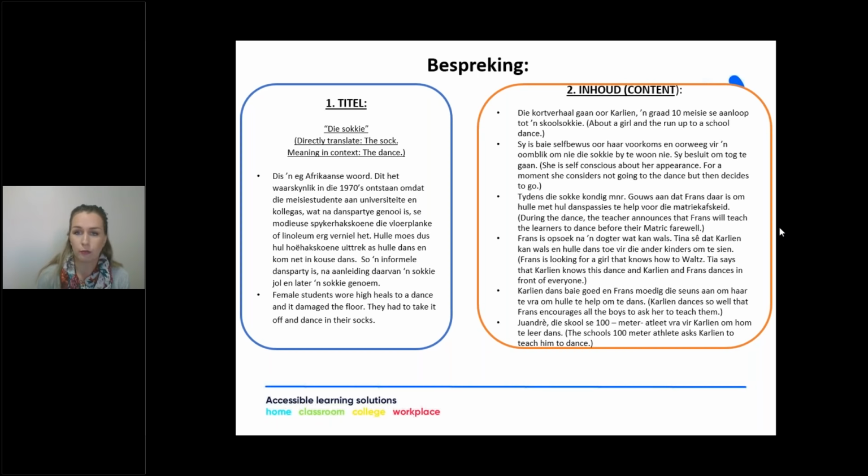She's self-conscious about her appearance. For a moment, she considers not going to the dance, but then she decides to go. I'm not going to go through everything with you. Maybe I should. Maybe you didn't understand the story. So let's go through it. Then when she gets to her dance, the one that she almost didn't go to, she speaks to her friend Tina.